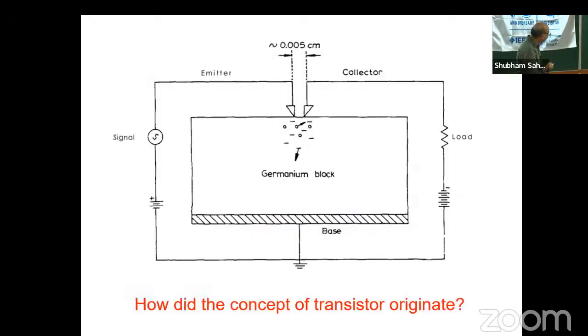And this was a device that they had invented. A schematic of the device that they invented. This is a block of germanium. There are two contacts to it. And if you apply voltage across one pair of terminals, an amplified version would appear across the load here. Now, this is what we are going to discuss. How did they develop this concept of the transistor? What is the genesis of it?